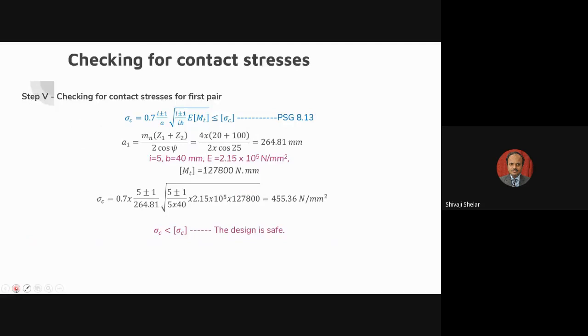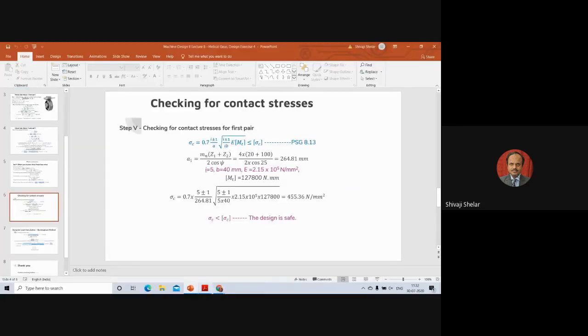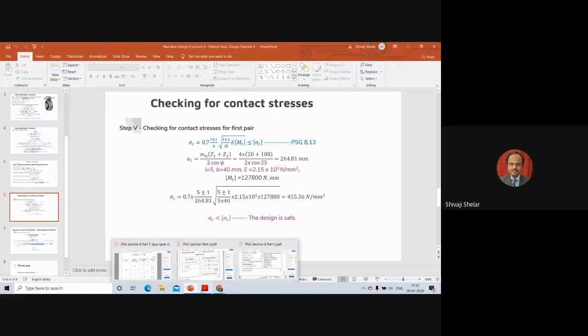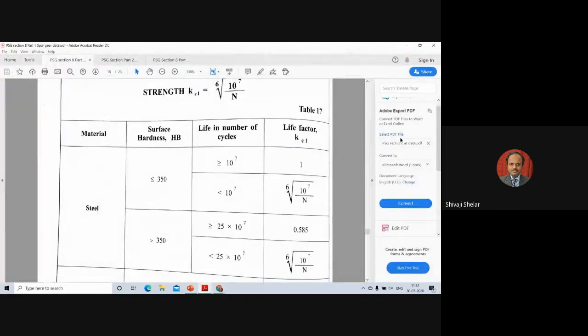Okay, so we are now checking contact stresses here, how much maximum contact stress you can transmit. If you see here, the formula for sigma C is available from 8.13. Let's go to the 8.13 page here and check the same formula, whether we are using a different formula. It is in part 1 here.